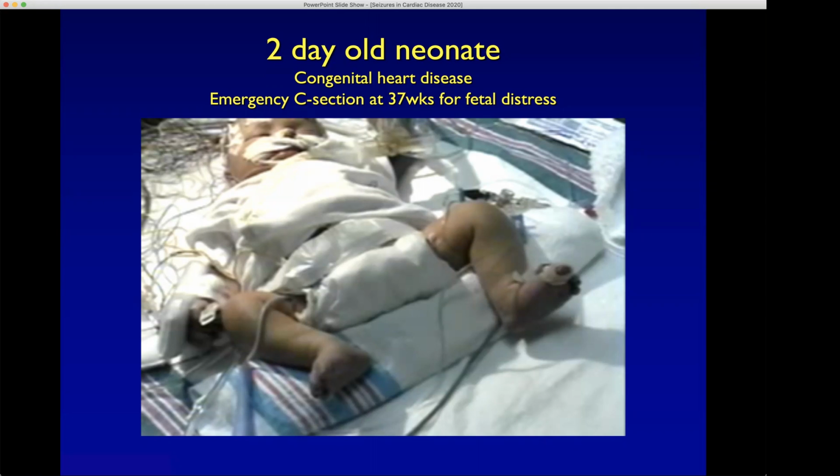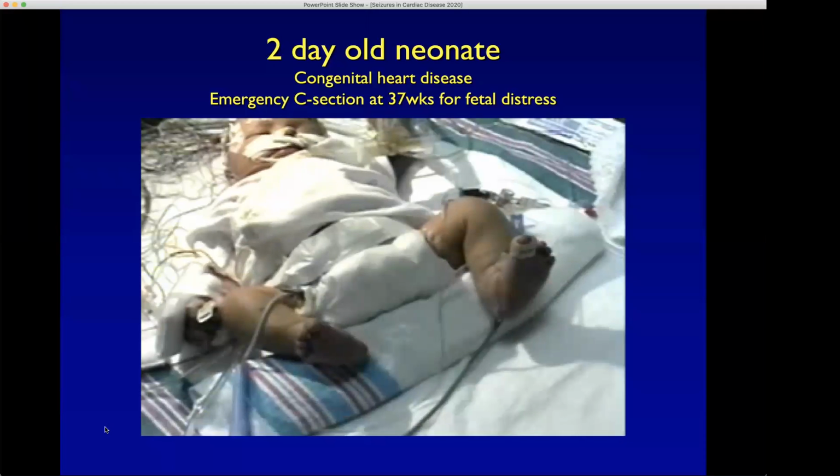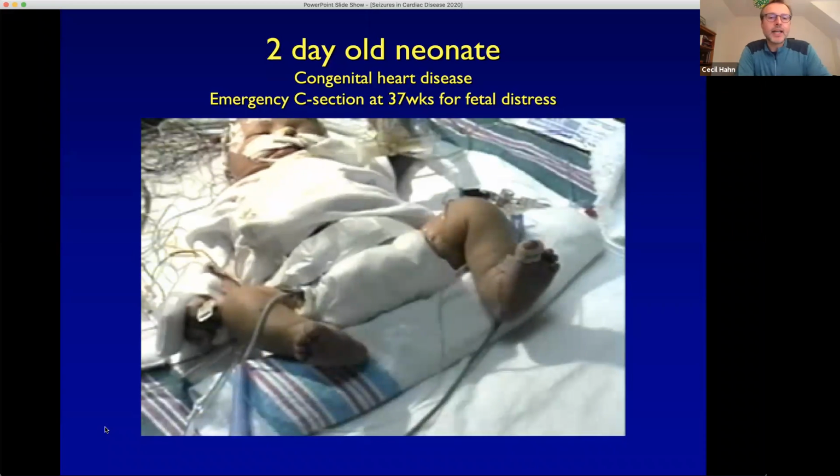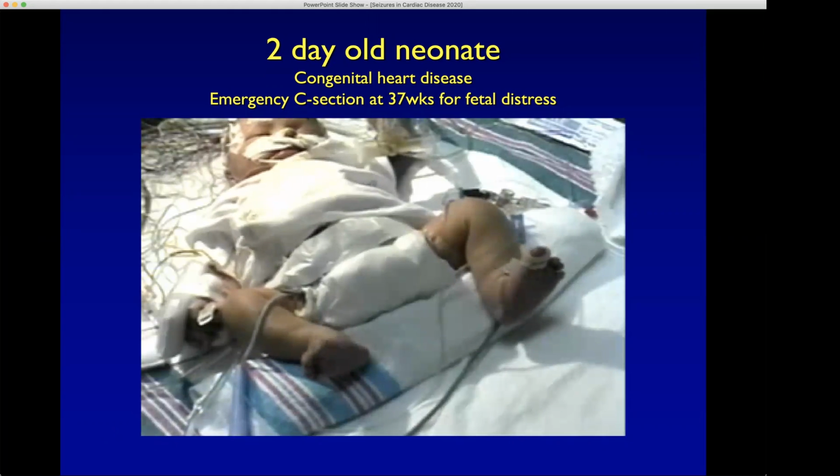Following the breath, baby is moving the legs. And is it one leg or both legs? Both legs, moving in the same direction.